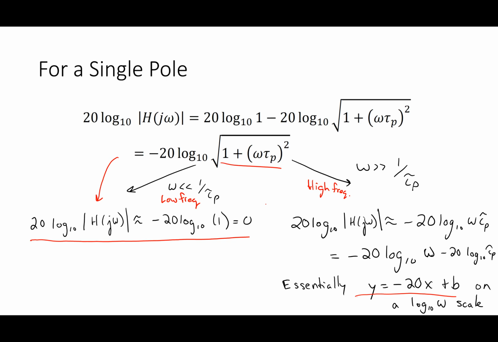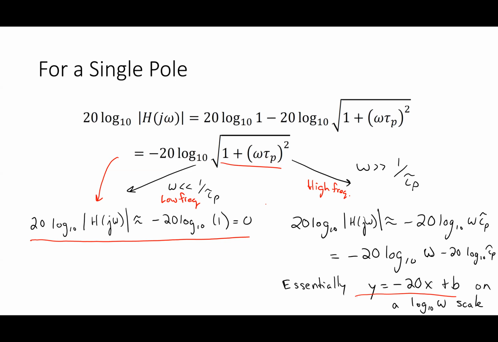For high frequencies, what I said is that this guy becomes linear on a logarithmic scale. So if I think of log of omega as a variable, like x, it's like I have y equals negative 20x. And so I draw a graph that here is flat and then falls. And we say it falls at a slope of negative 20, and we give that units of negative 20 decibels every decade.